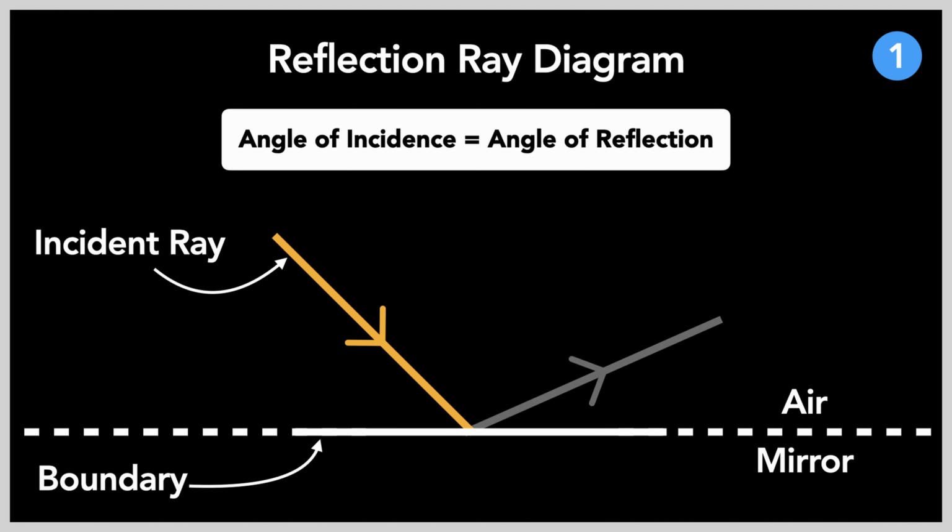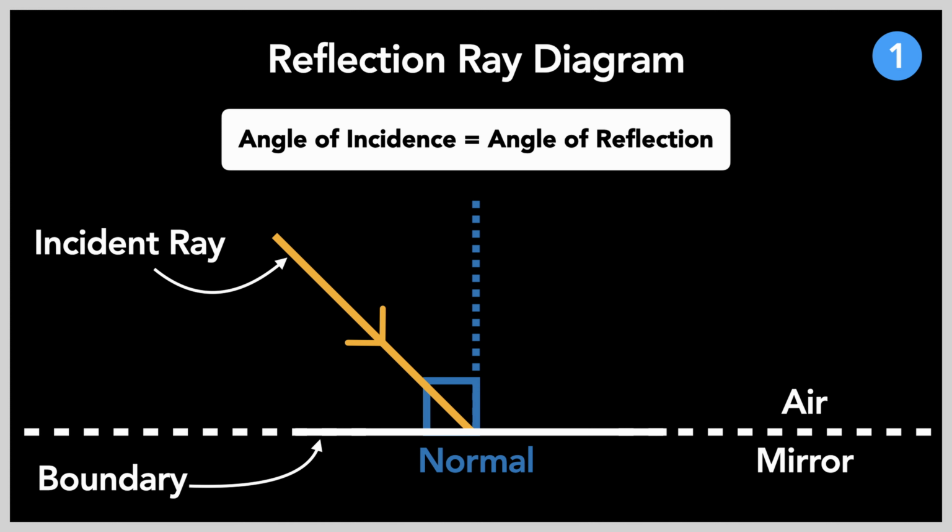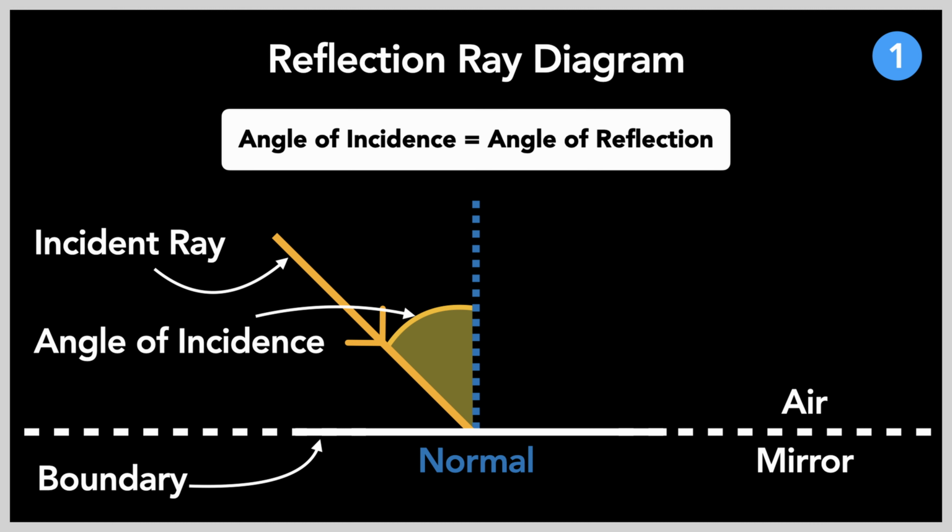We could draw the reflected ray like this, but it is not apparent to us what angle the reflected ray would be inclined at. This is where the normal line comes in, which is usually a dashed line drawn perpendicular to the boundary. We can measure the angle of incidence, as it is the angle between the normal and incident ray. Let's suppose a value of 45 degrees.